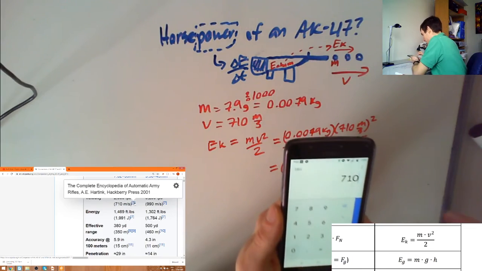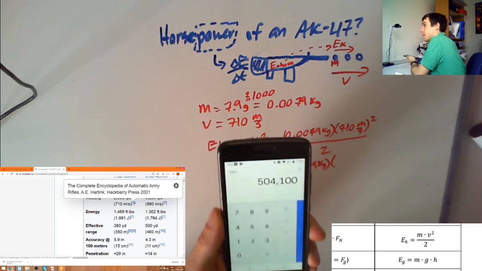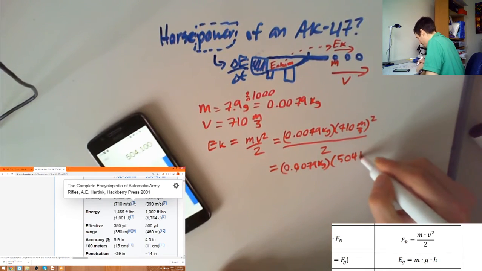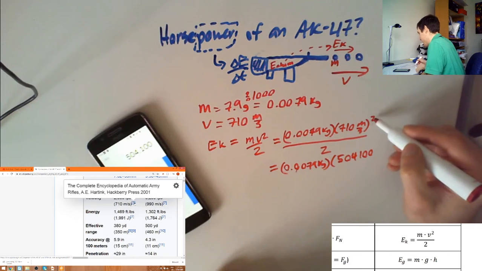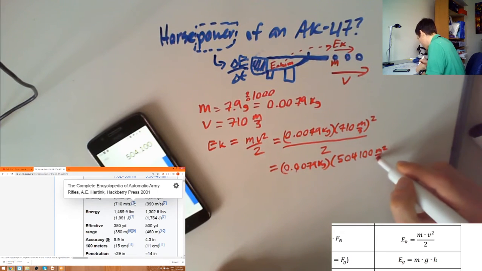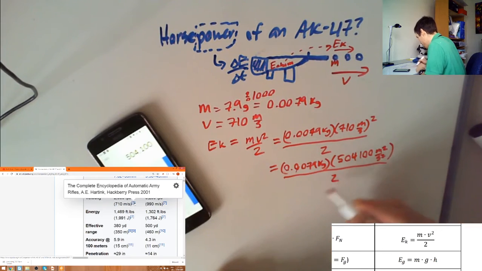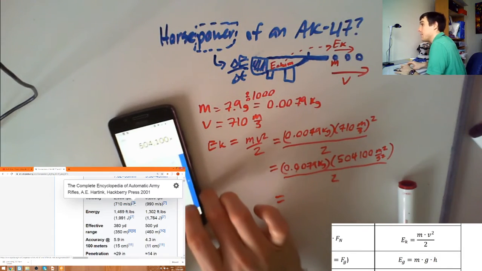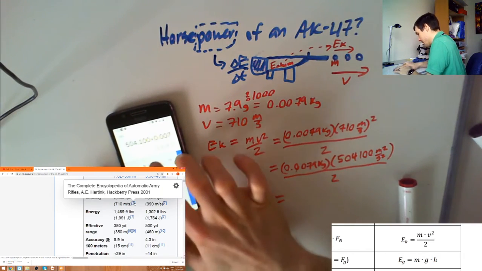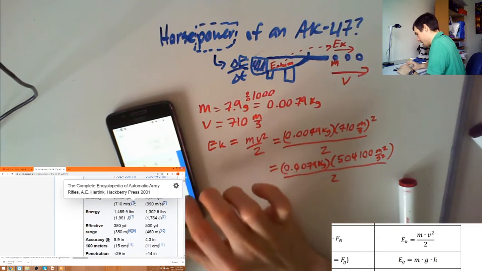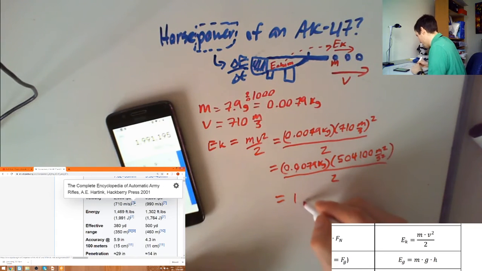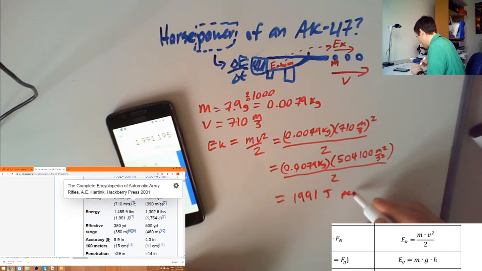710 squared, 710 times 710, is 504,100. The unit here is meters squared per second squared. We're squaring the unit as well. Meters squared per second squared, all over 2, which is some number. So we're going to multiply it by 0.0079, and then that gives us an answer, and then we're going to divide it by 2. That gives us how many joules of energy. So, 1,991 joules of energy per bullet.